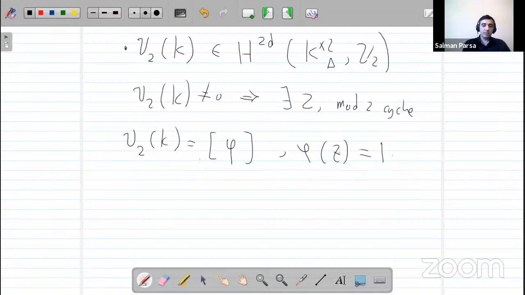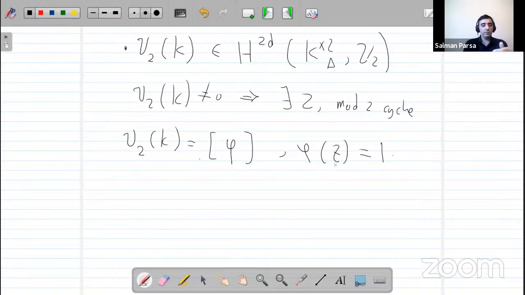And because here is a cycle, whenever you have a cohomology class which on a cycle is 1, that shows you that this cohomology class is non-trivial.